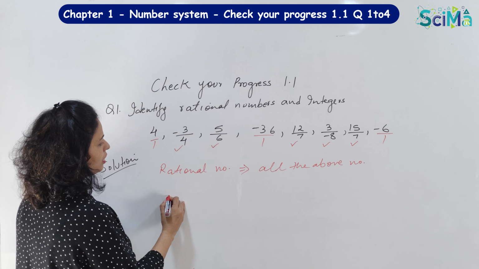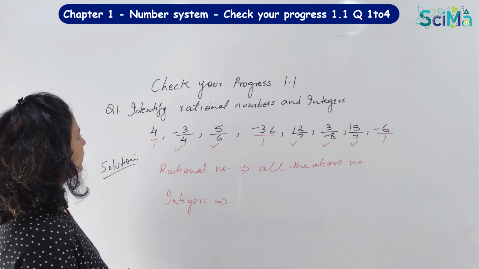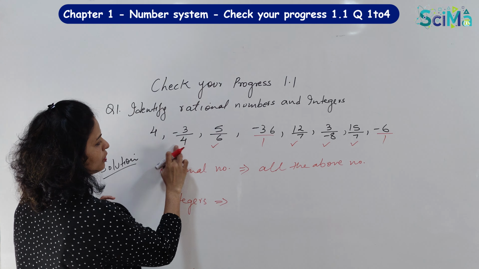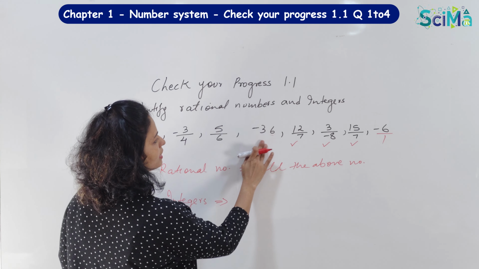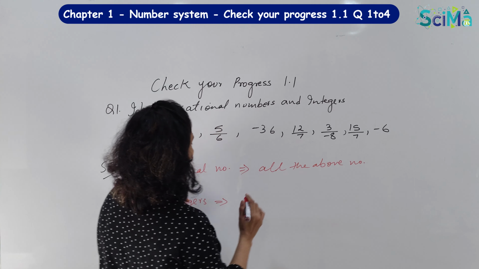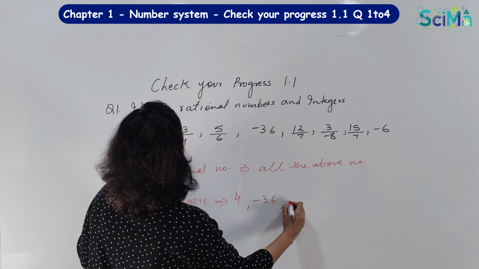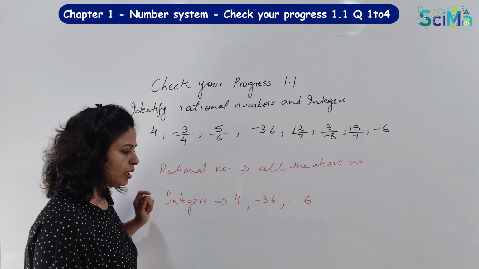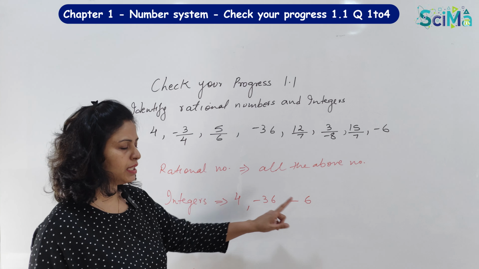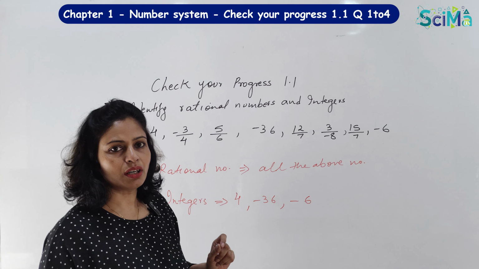Okay, and which are integers? Now if you see integers here, 4 was an integer. Minus 3 by 4 is not an integer. Okay, 5 by 6 not an integer. Minus 36 is an integer and minus 6 is an integer. Okay, so 4, minus 36, minus 6, these three are the integers. 4 is a positive integer, minus 36 and minus 6 are negative integers. Rest of the numbers are rational numbers but they are not integers.